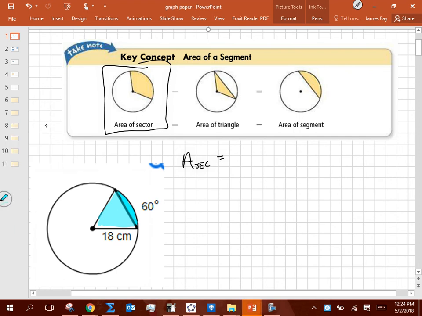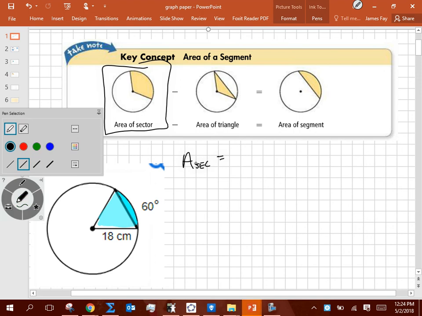Everything that would be blue, like Jenica told us, would be the arc, which is 60 degrees, divided by 360 times the area of the circle. So pi r squared would be 18 squared, right? I get 60 divided by 360 is 1/6. Anybody know what 18 squared is? Good, 324. 1/6 of 324 is 54. Great. So I get 54 pi. And that's the area of everything that's blue, right?